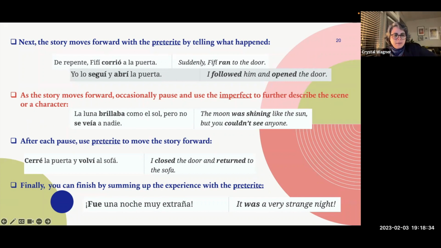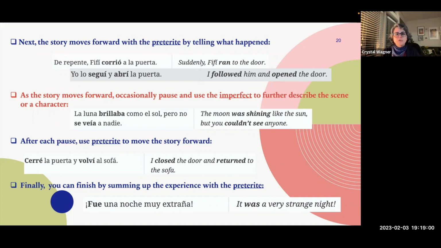Yo lo seguí y abrí la puerta. I followed him and opened the door, right? So then you use these things that happen, or these preterite verbs, to advance the story. And then you can still go back to the imperfect to add more details and to describe more things that happened, right? Like, por ejemplo, la luna brillaba como el sol, pero no se veía a nadie.